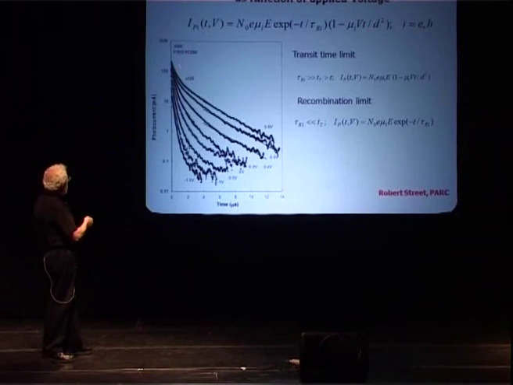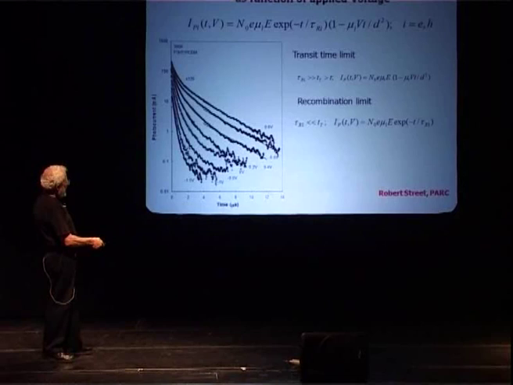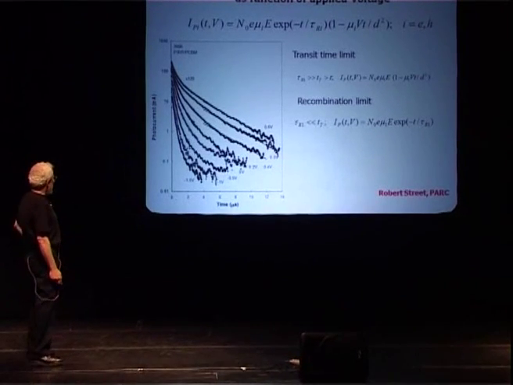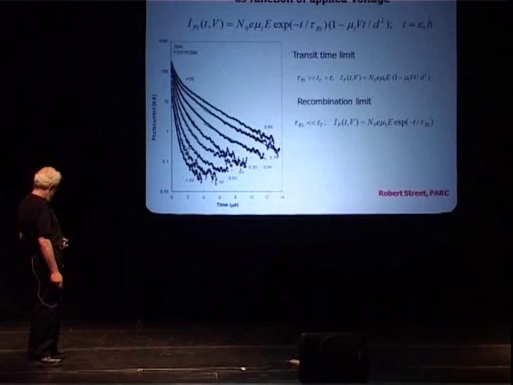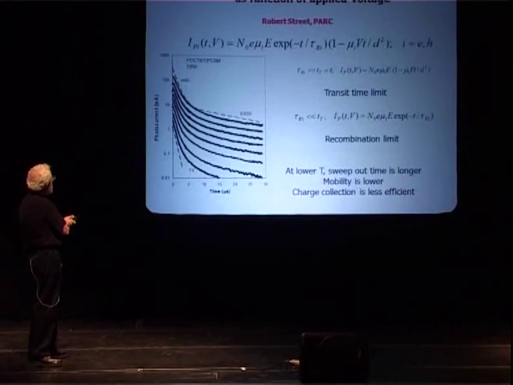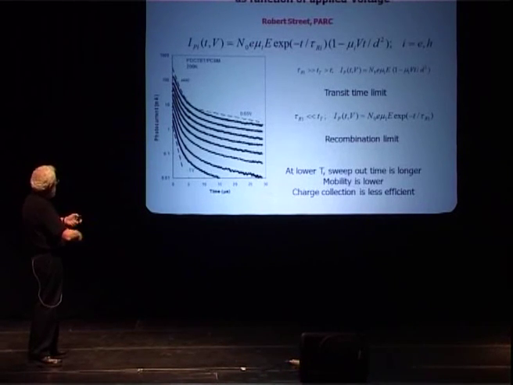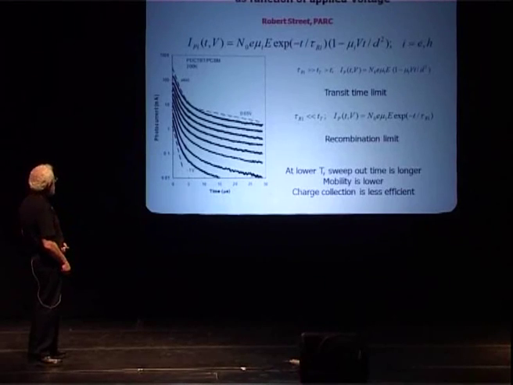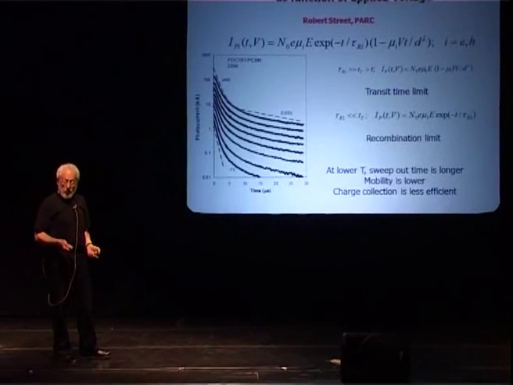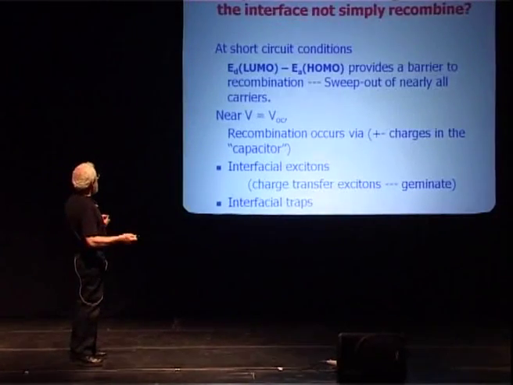This says all of that, and these data, which were obtained by my colleague Robert Street at the Palo Alto Research Center, show precisely this kind of evolution from sweep out to recombination. This is a different polymer at a different temperature, but the same kind of phenomena. Because it's at lower temperatures, the entire time scale is pushed out, but this is what is happening, a competition between sweep out by the internal field and recombination. Fortunately, one can create systems where the sweep out is fast enough that you can get the carriers out.